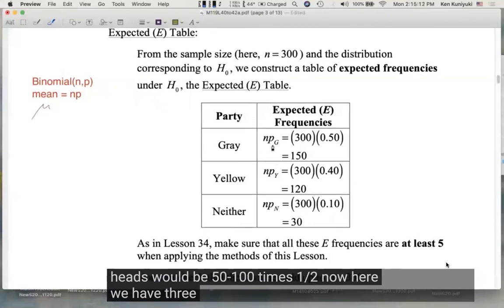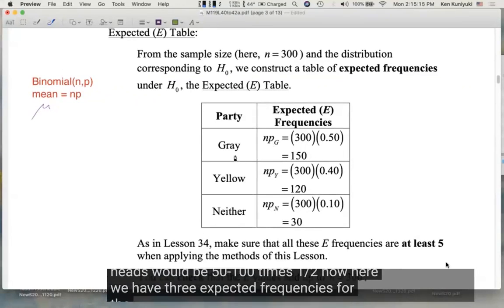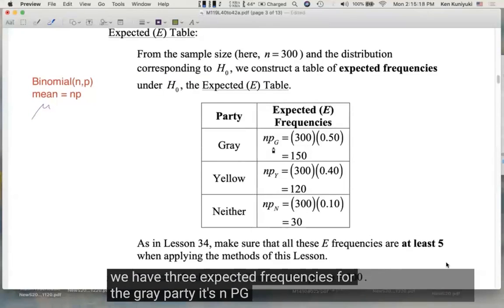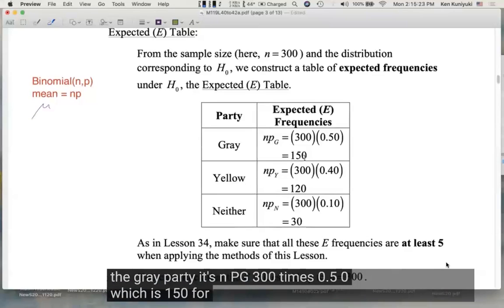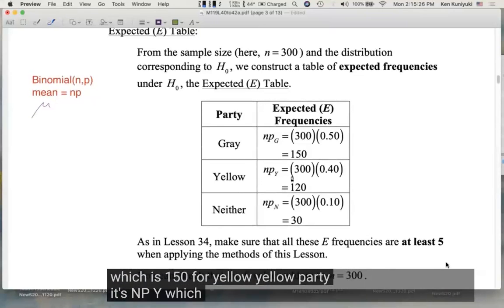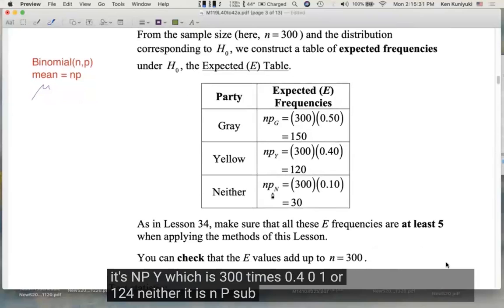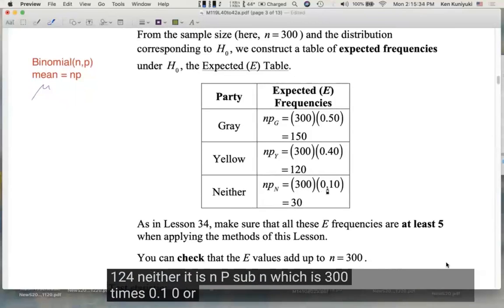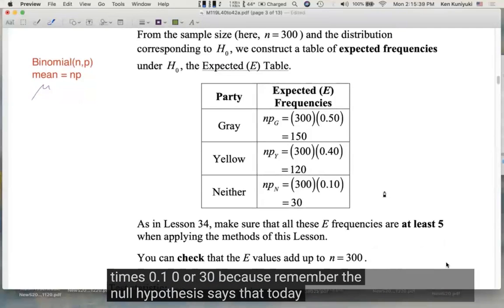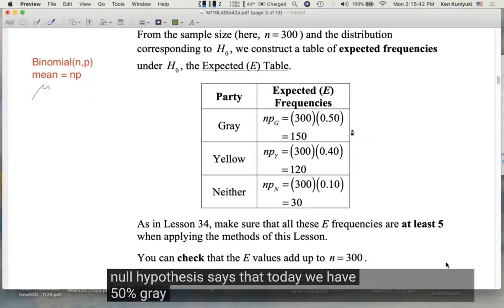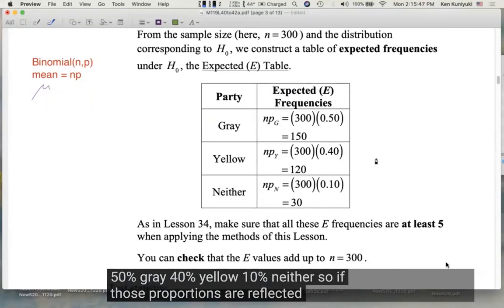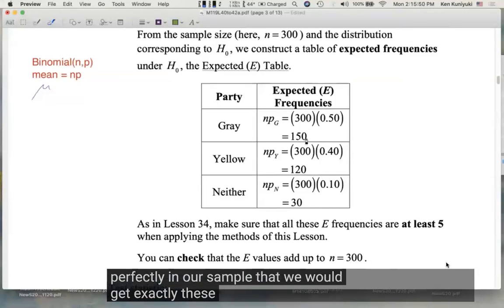Now here we have 3 expected frequencies. For the gray party, it's n p sub G, 300 times 0.50, which is 150. For the yellow party, it's n p sub Y, which is 300 times 0.40, or 120. For neither, it is n p sub N, which is 300 times 0.10, or 30. Because remember, the null hypothesis says that today we have 50% gray, 40% yellow, 10% neither.